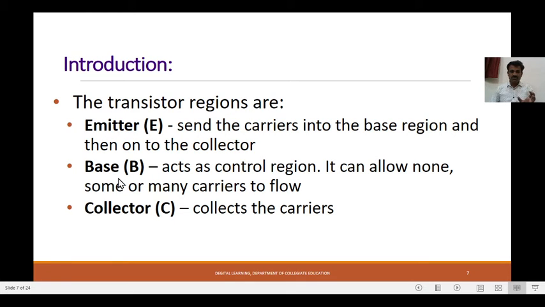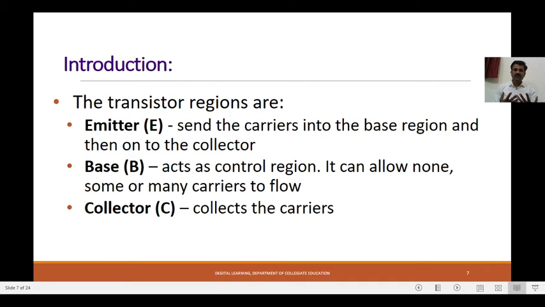What does the base do? The base acts as a control. It will control the charge carriers. That means it can allow none of the charge carriers to move through that base, or it can allow some carriers to move through that base, or it can allow many charge carriers to flow through the base. That means the base is acting like a controller in case of a transistor.